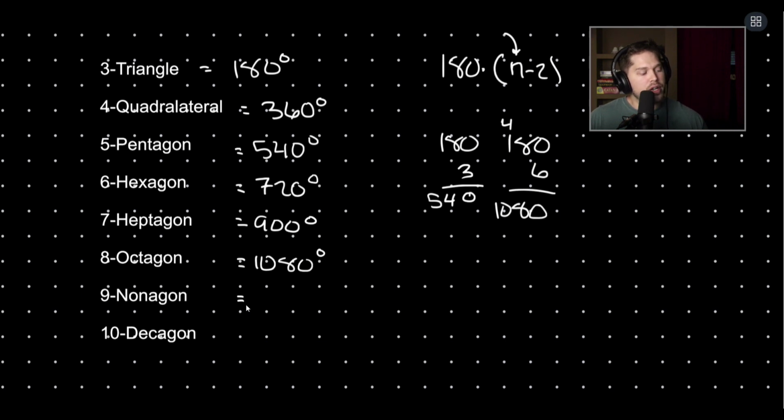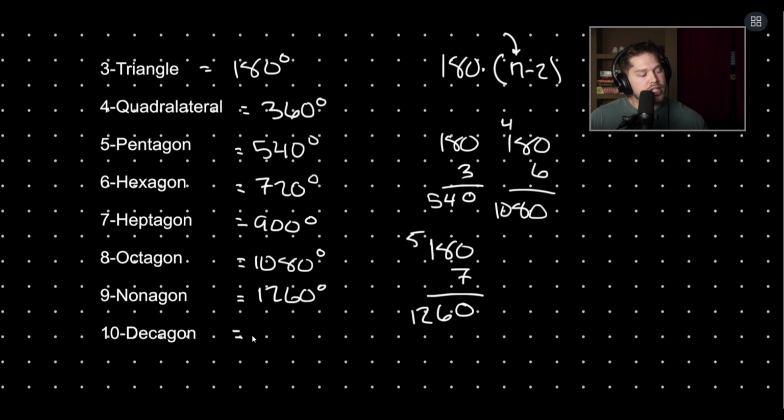Then for our nonagon, we, of course, are going to do the same thing. 9 minus 2 is 7. So 180 degrees times 7 is going to be 1260.